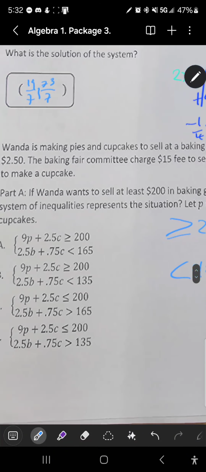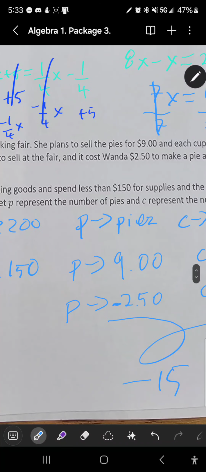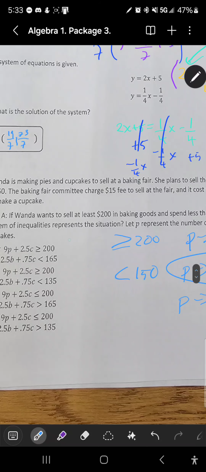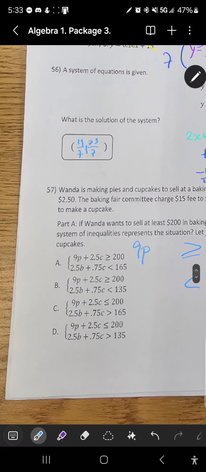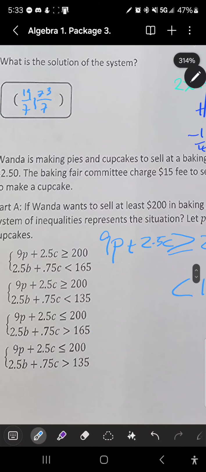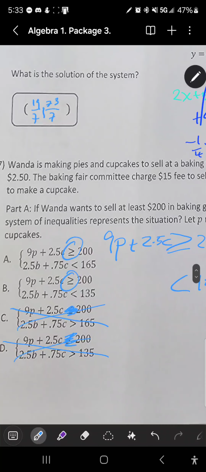Now, which of the following is the inequality that represents the situation? So we want to sell at least 200 baking goods. So we are selling, we are gaining money. This is the sell part. So it will be 9P plus 2.50C, plus because we are selling. Now let's see which of these have this equation. These two do not, because this is not the sign we need. We need this sign. We need at least $200, so $200 is the minimum.